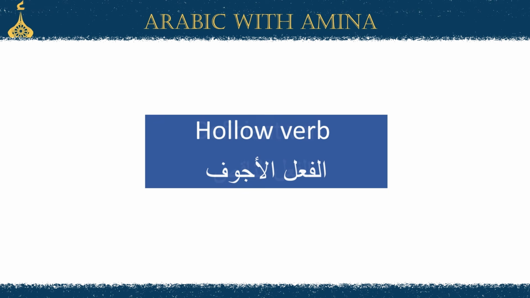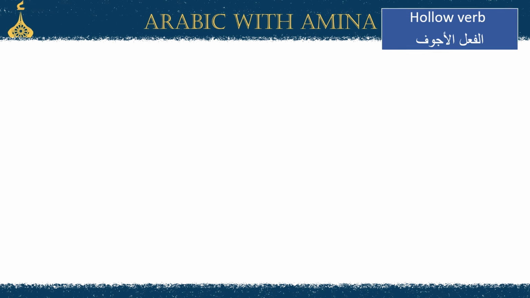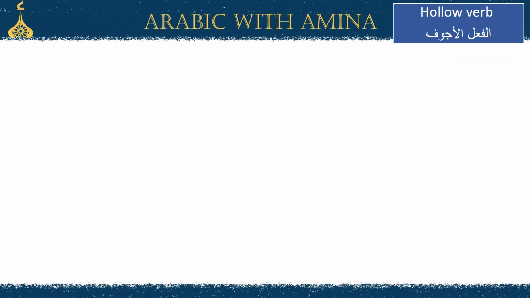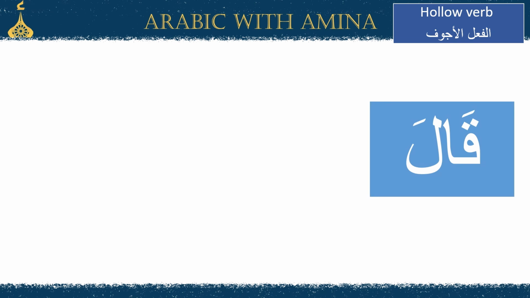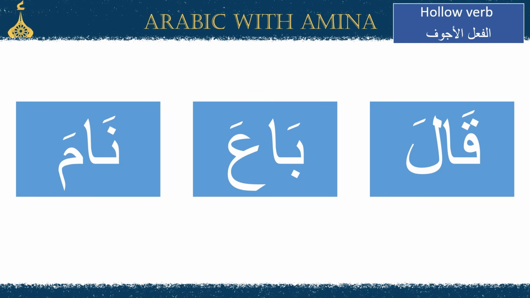Moving on to الفعل الأجوف, the hollow verb. The hollow verb is one whose middle root letter is weak. Some examples are قال, to say, باع, to sell, نام, to sleep. They all have a defective letter as the second letter in the root. It's called hollow because the middle of the verb is unstable. It often disappears or changes, leaving a kind of gap.